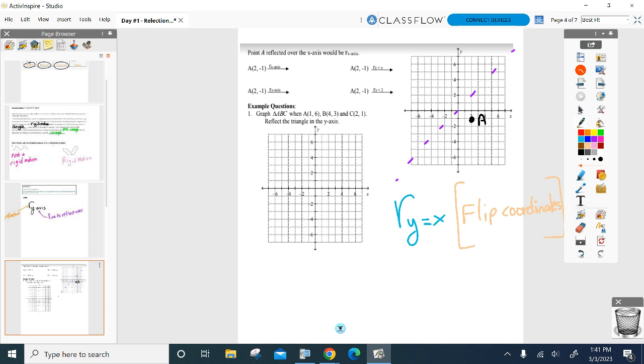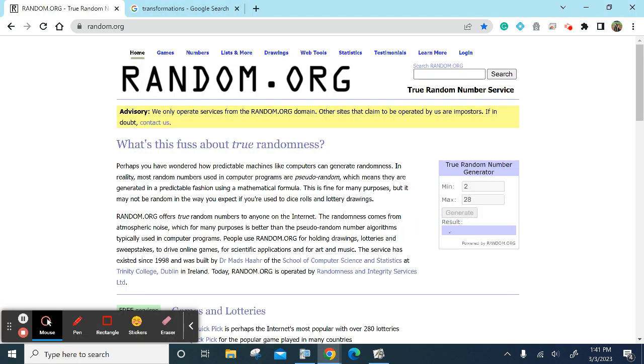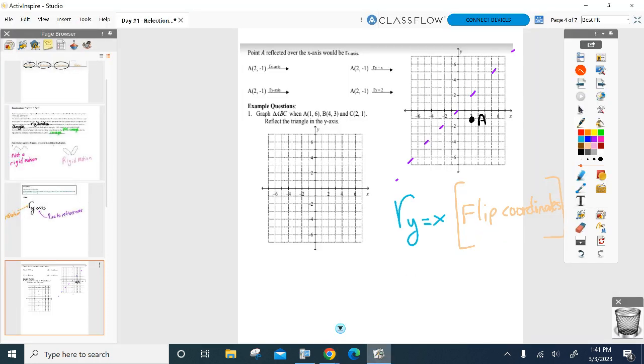All right, so where would A prime end up if I flip the coordinates of A? New coordinates, 2, -1? That is the original coordinate. Thank you. Yep, -1, 2. I'm not done. I'm going to keep doing it. So, does it look like it's been flipped over? Yep.